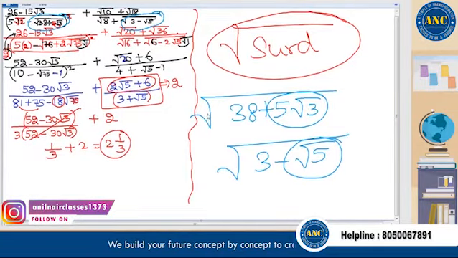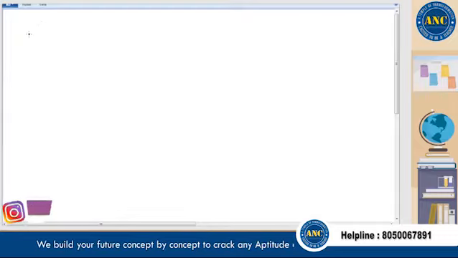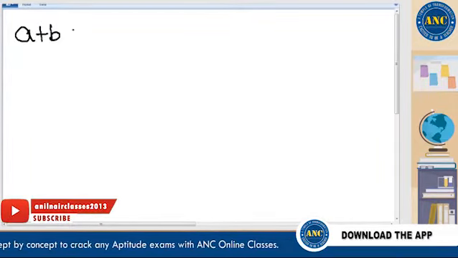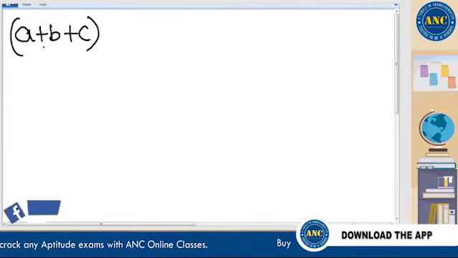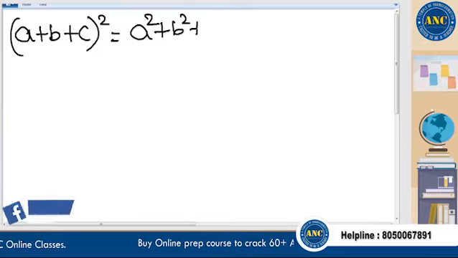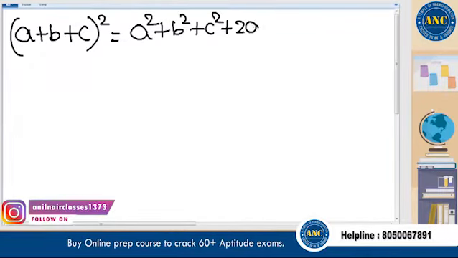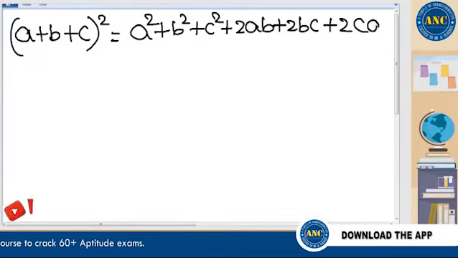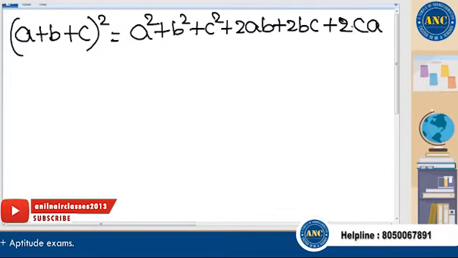Now suppose, for example, see this question, sir. Beautiful question, and I am sure that you know this definition. (A + B + C) whole square is A square plus B square plus C square plus 2AB plus 2BC plus 2CA.